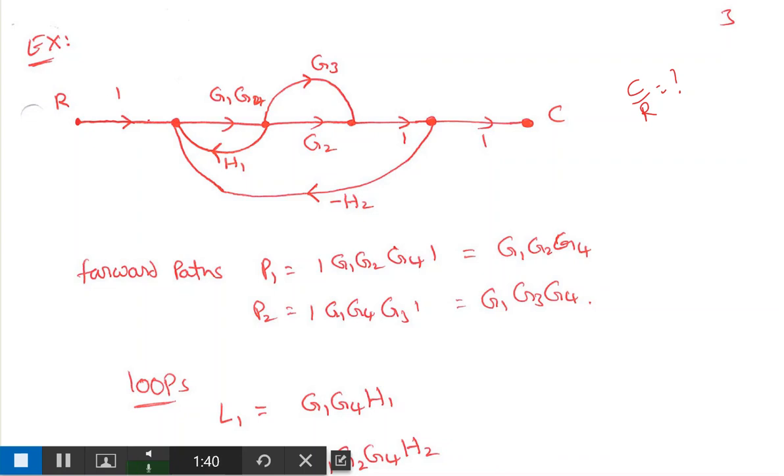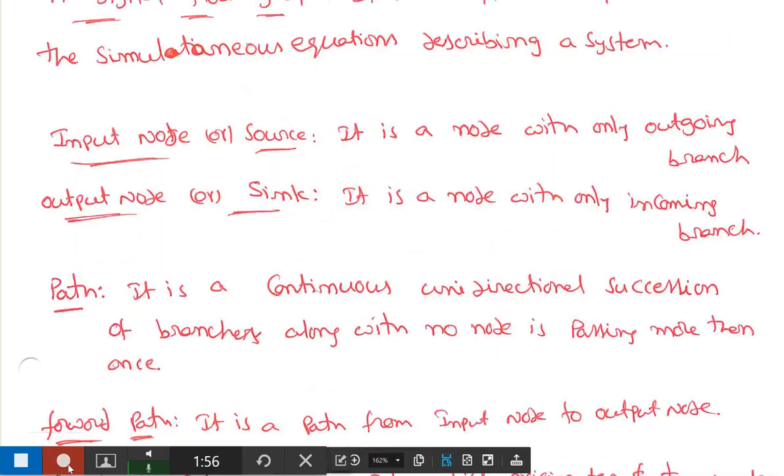In the same way, output node, or sink. A sink is where, if you look at the output node here, it has only incoming branches. There are no outgoing branches. That's called the sink. The next definition is path. It is a continuous unidirectional succession of branches along which no node is passed more than once.